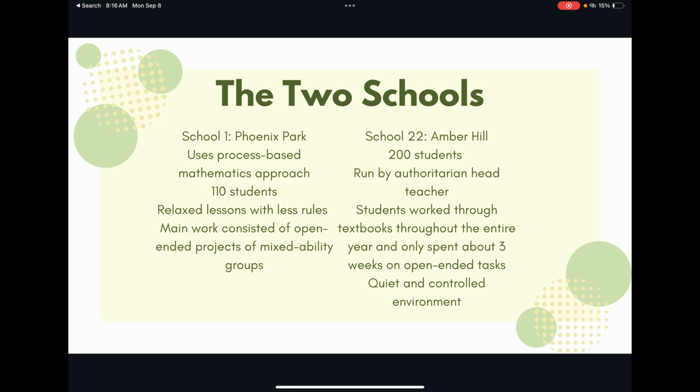The second school is Amber Hill, and it had about 200 students. This school was run by an authoritarian head teacher. If you think about Matilda, that kind of vibe. The students worked through textbooks throughout the entire year and only spent about 3 weeks on open-ended tasks. So it was very much reversed from the first school. The environment was very quiet and controlled, and you could drop a pencil on the ground and you would be able to hear it.